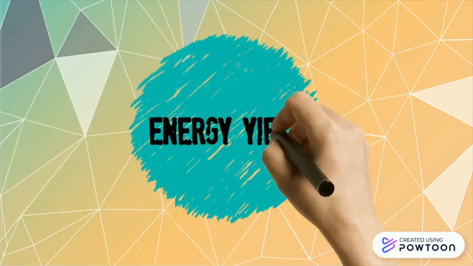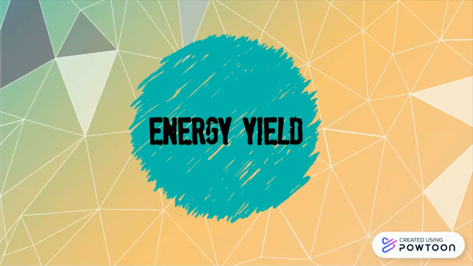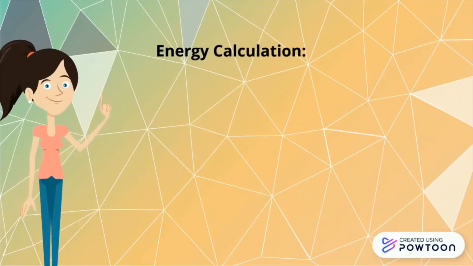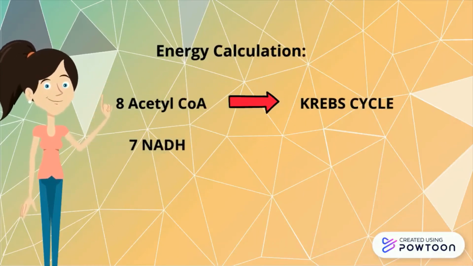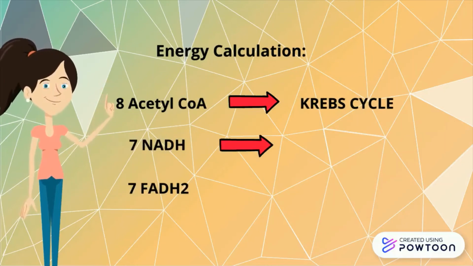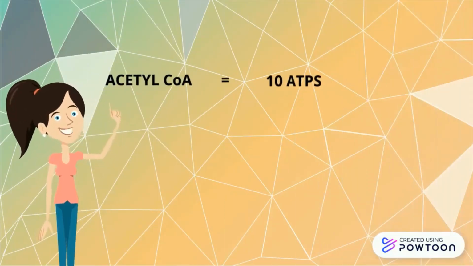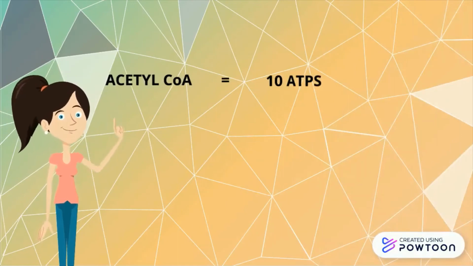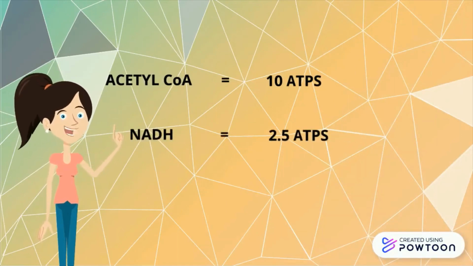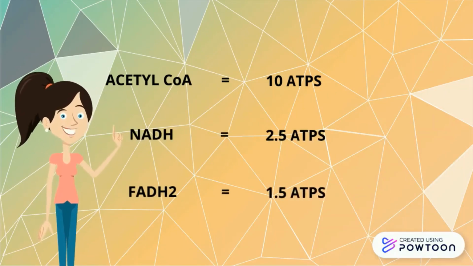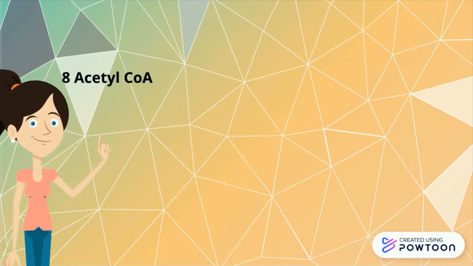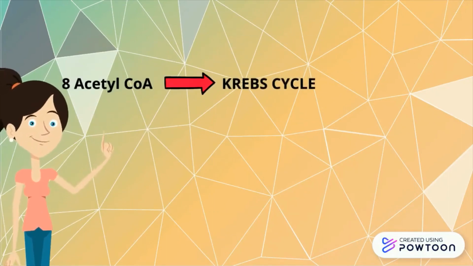Energy yield of beta oxidation. For the calculation of energy, 8 molecules of acetyl-CoA are fed to the Krebs cycle. The 7 molecules of NADH and FADH2 are fed to the electron transport chain to produce energy. 1 molecule of acetyl-CoA gets 10 ATP through the Krebs cycle. Meanwhile, after considering the real situation, 1 NADH equals 2.5 ATP and 1 molecule of FADH2 equals 1.5 ATP. The 8 molecules of acetyl-CoA will give 80 ATP through the Krebs cycle.